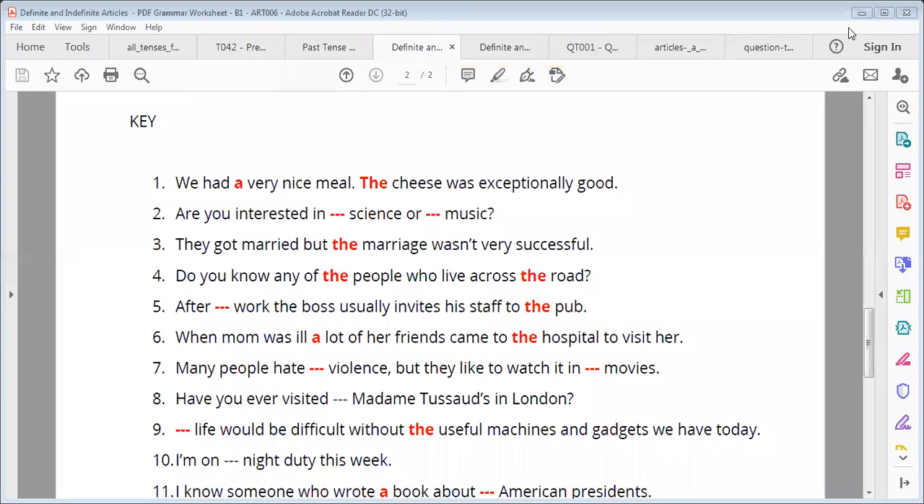Second one, because there is no article. That is why they have kept it blank.